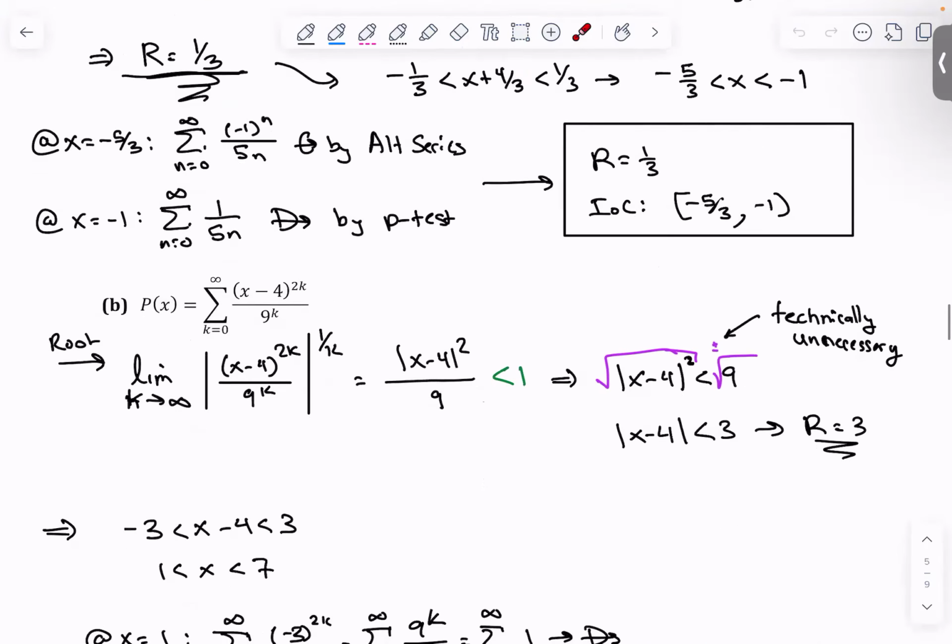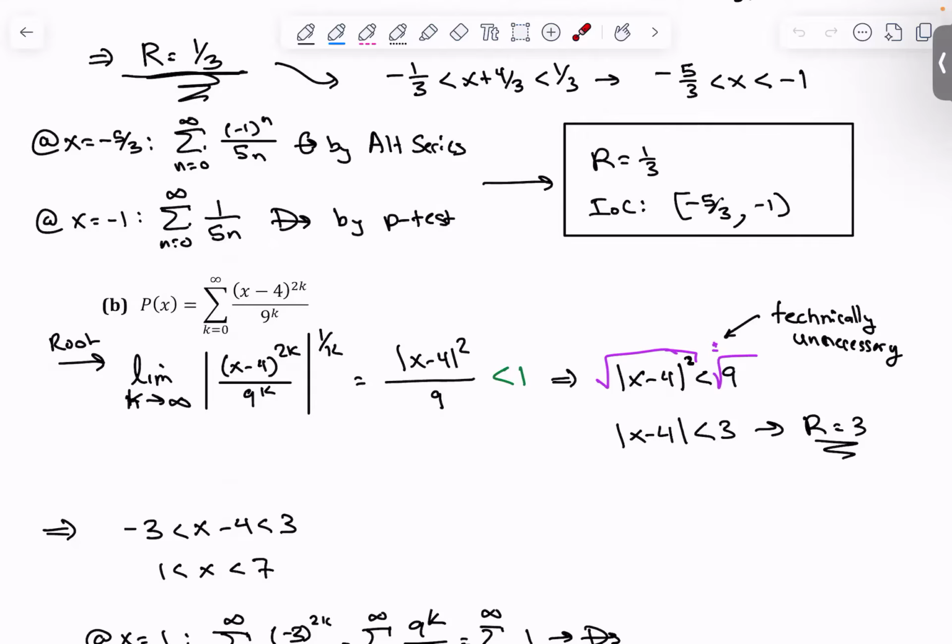Now, an interesting one is this one here, because instead of it being x minus 4 to the k, it's x minus 4 to the 2k, which can happen every once in a while. So this one only has even powers of its variables. The thing is, it doesn't matter what you do, it's still going to be solved the same way. I decided to use the root test, but the ratio test would work just as well here. And when we do that, we get the absolute value of x minus 4 when we take the limit as k approaches infinity, that is.